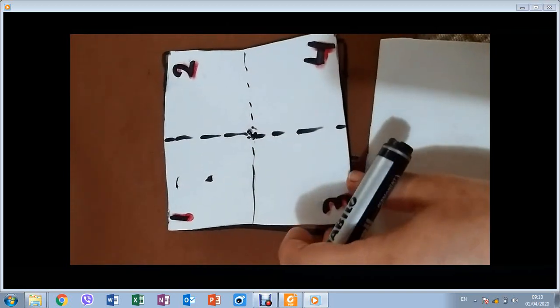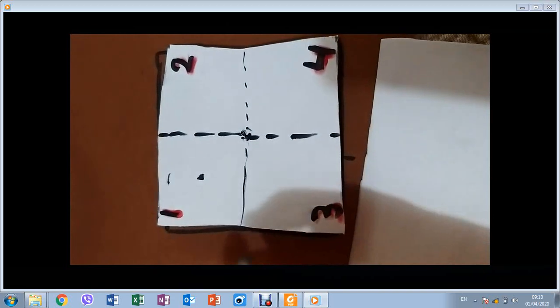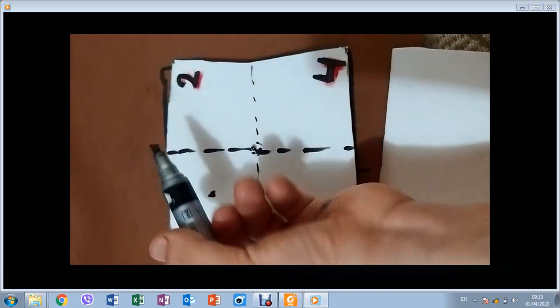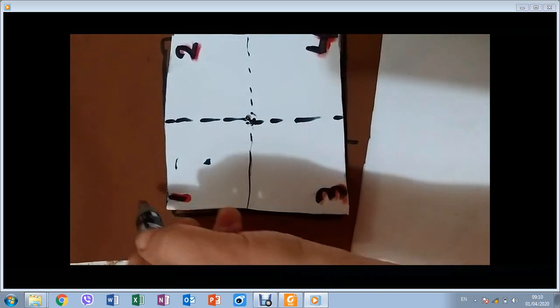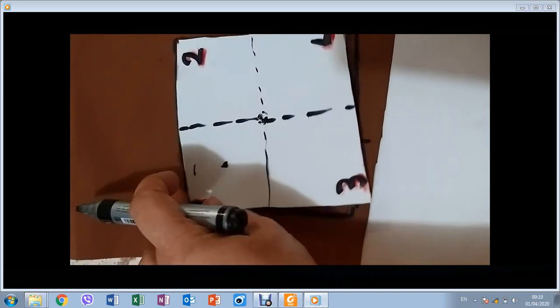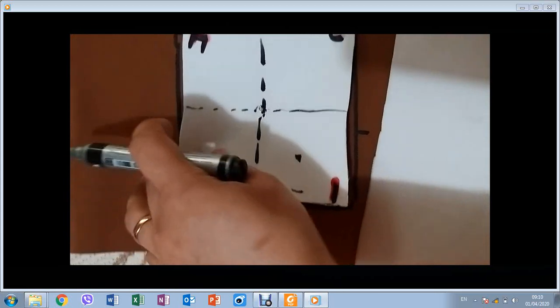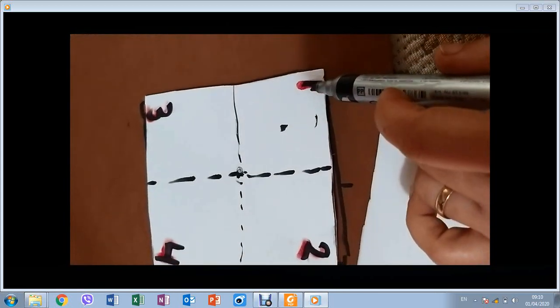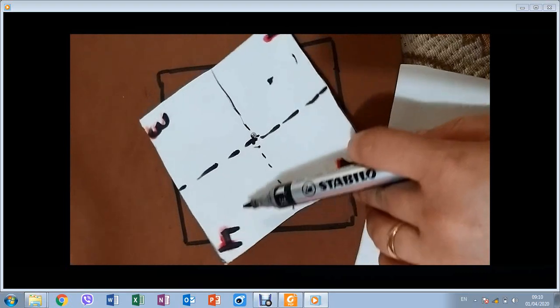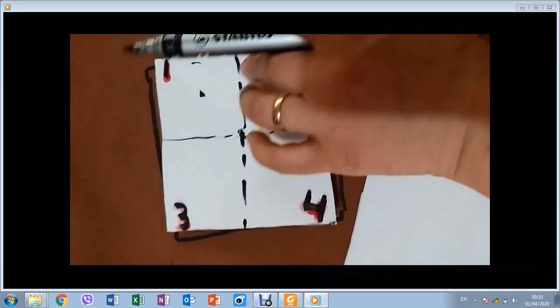And we test if the square rotates around this point. This is called rotational symmetry. Look at the corners, 1, 2, 3, 4. Look, we rotate it a half turn. Half turn means 1 comes to where 3 was and 4 comes to where 2 was, but the shape is the same, it doesn't change. So this is called rotational symmetry.